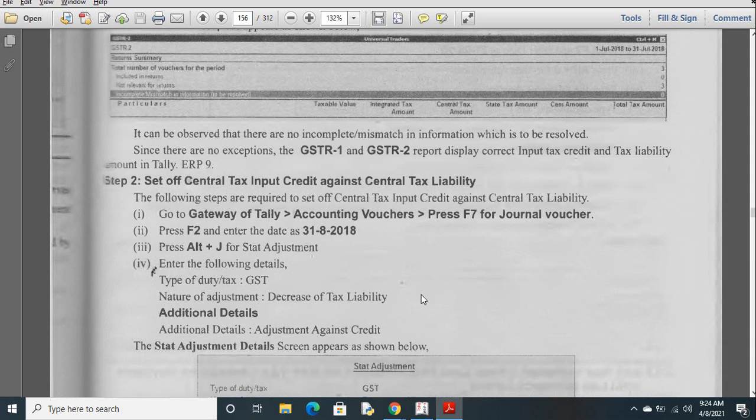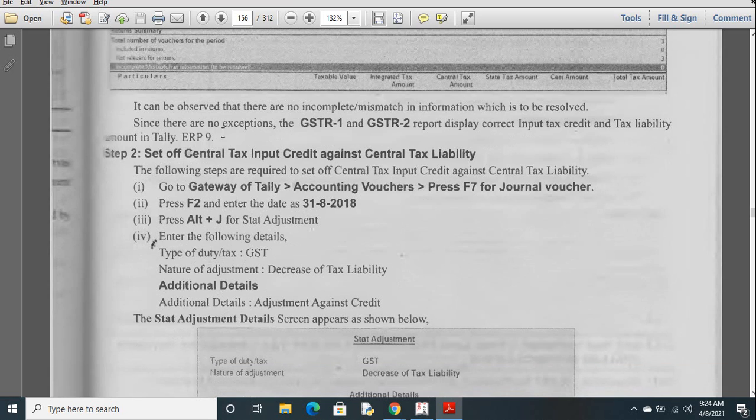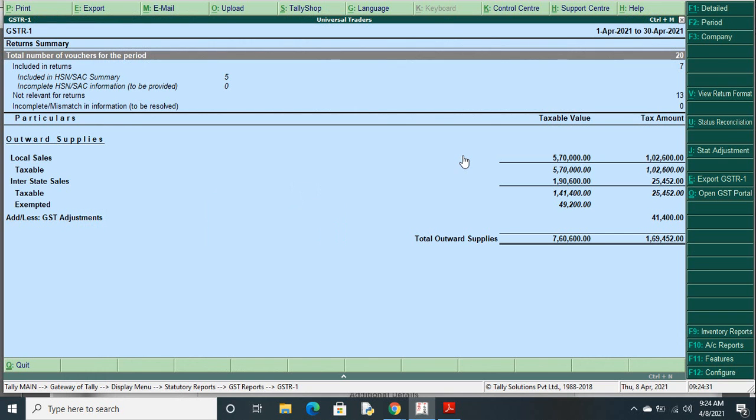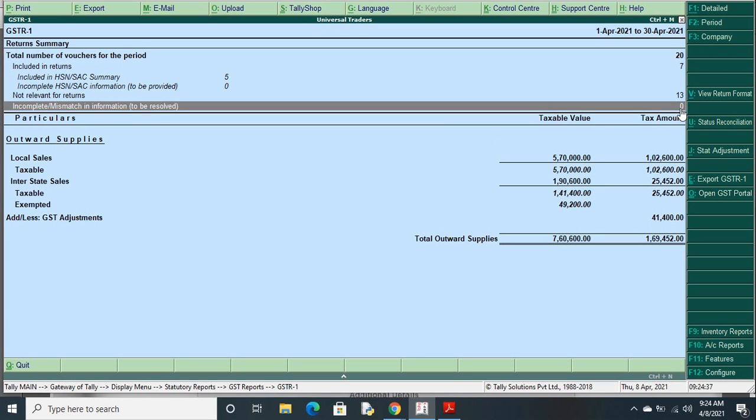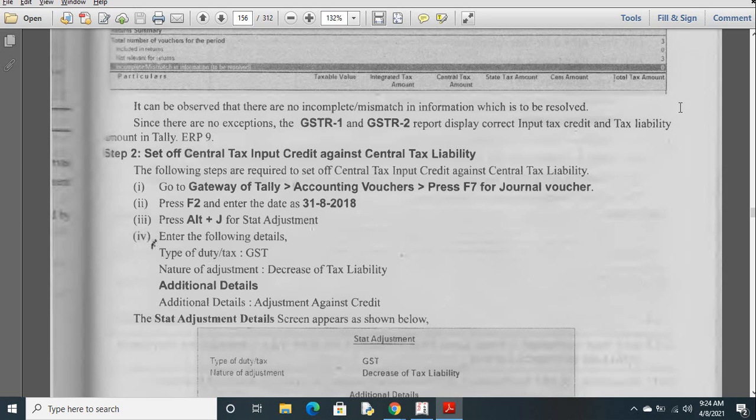Where we have incomplete or mismatch information is to be resolved, it is 0, since there are no exceptions in GSTR1. See, when we open GSTR1, here we have this option as 0. So all the vouchers whatever we have are correct. In the above, observe that there is no incomplete or mismatch information which is to be resolved, since there are no exceptions in GSTR1 and GSTR2 reports. Display correct input tax credit and tax liability amount in Tally ERP9.